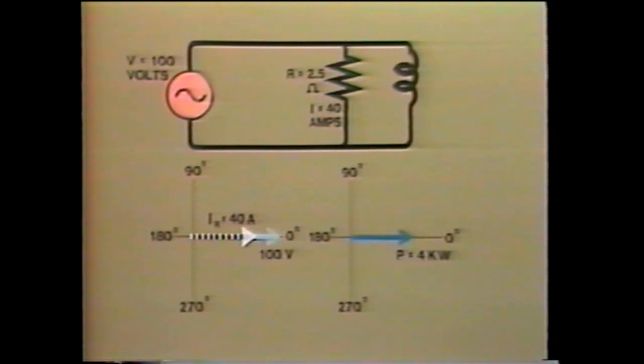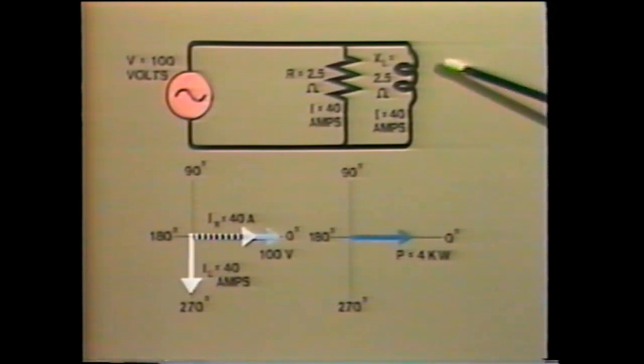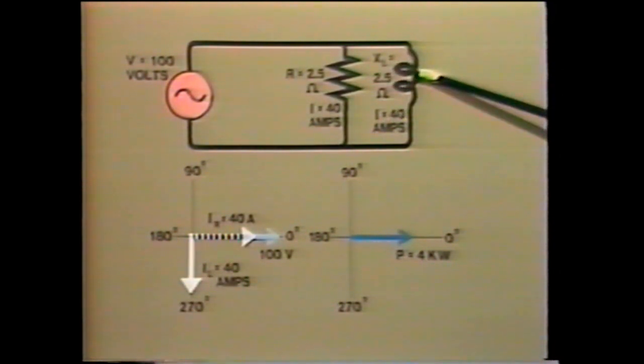Now let's see how much current we have flowing through the inductive circuit. The inductive reactance is 2.5 ohms. Therefore, the inductive current is 40 amperes, and this will be lagging the voltage by 90 degrees. You will also remember that in this purely inductive circuit, the active power consumed will be 0.